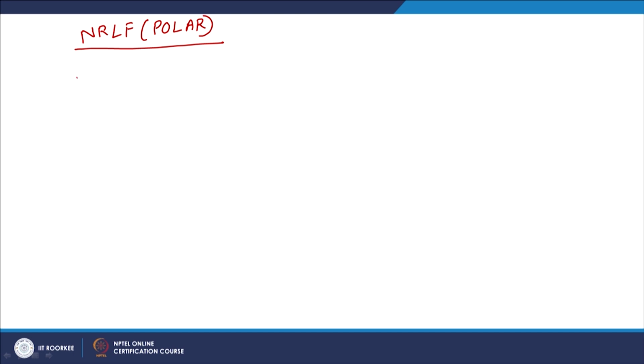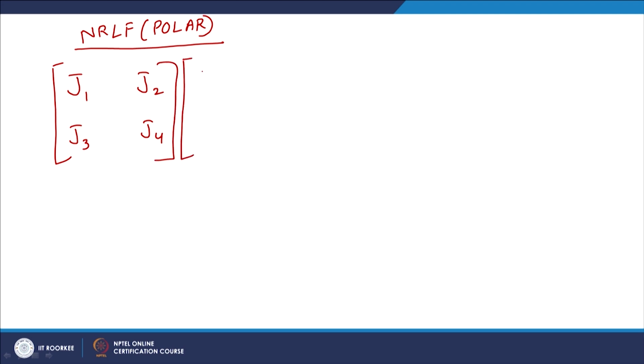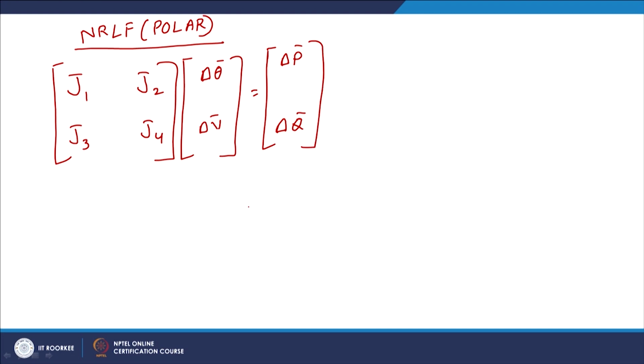In the case of NRLF polar, we have this equation: J1, J2, J3, J4, then delta theta, delta V, then delta P, delta Q. So, these are all known. Now, what is J1? J1 is essentially del Pi by del theta i and del Pi by del theta j, with the rider j not equal to i.